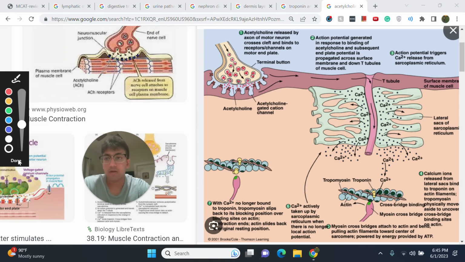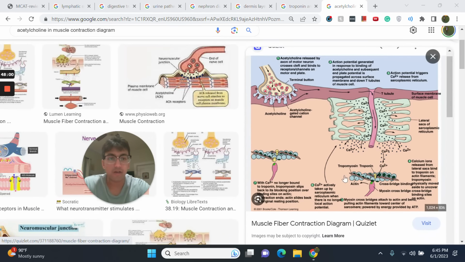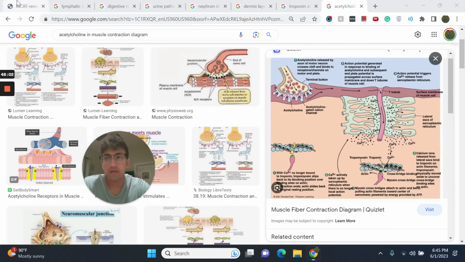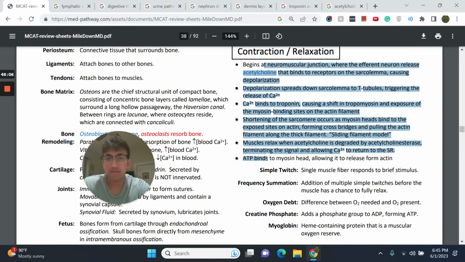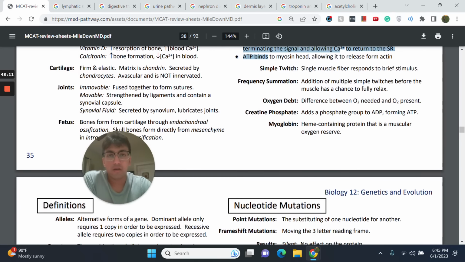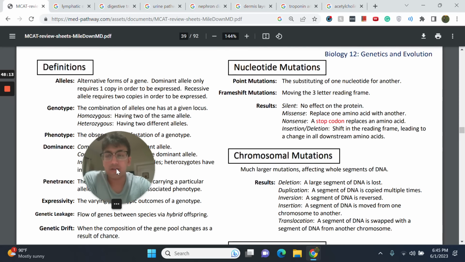Okay, I'd encourage you to read through this diagram and make sure you understand everything. But I highly encourage watching a YouTube video to understand this, because when I first learned it, it was really complicated to me. Okay, almost done, last page.